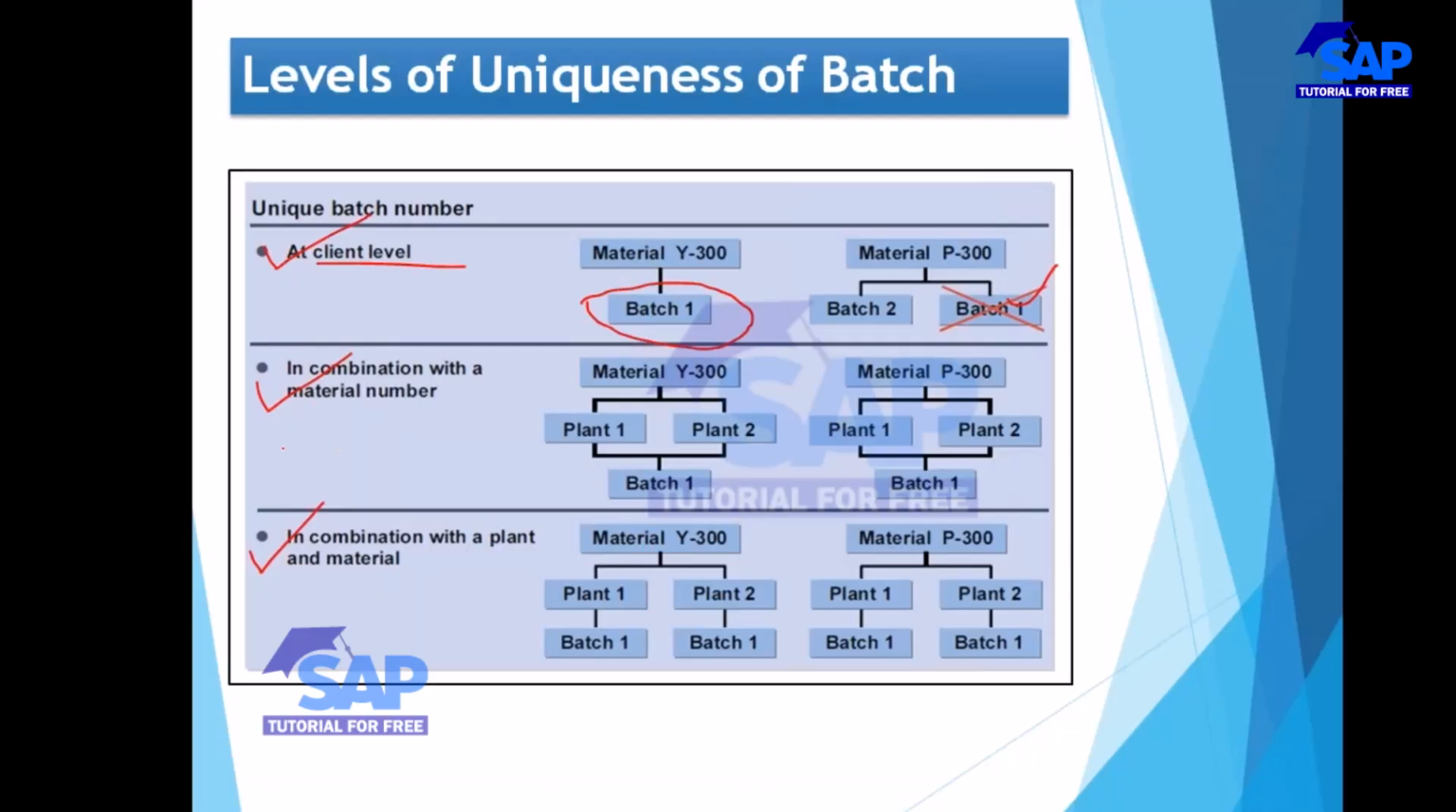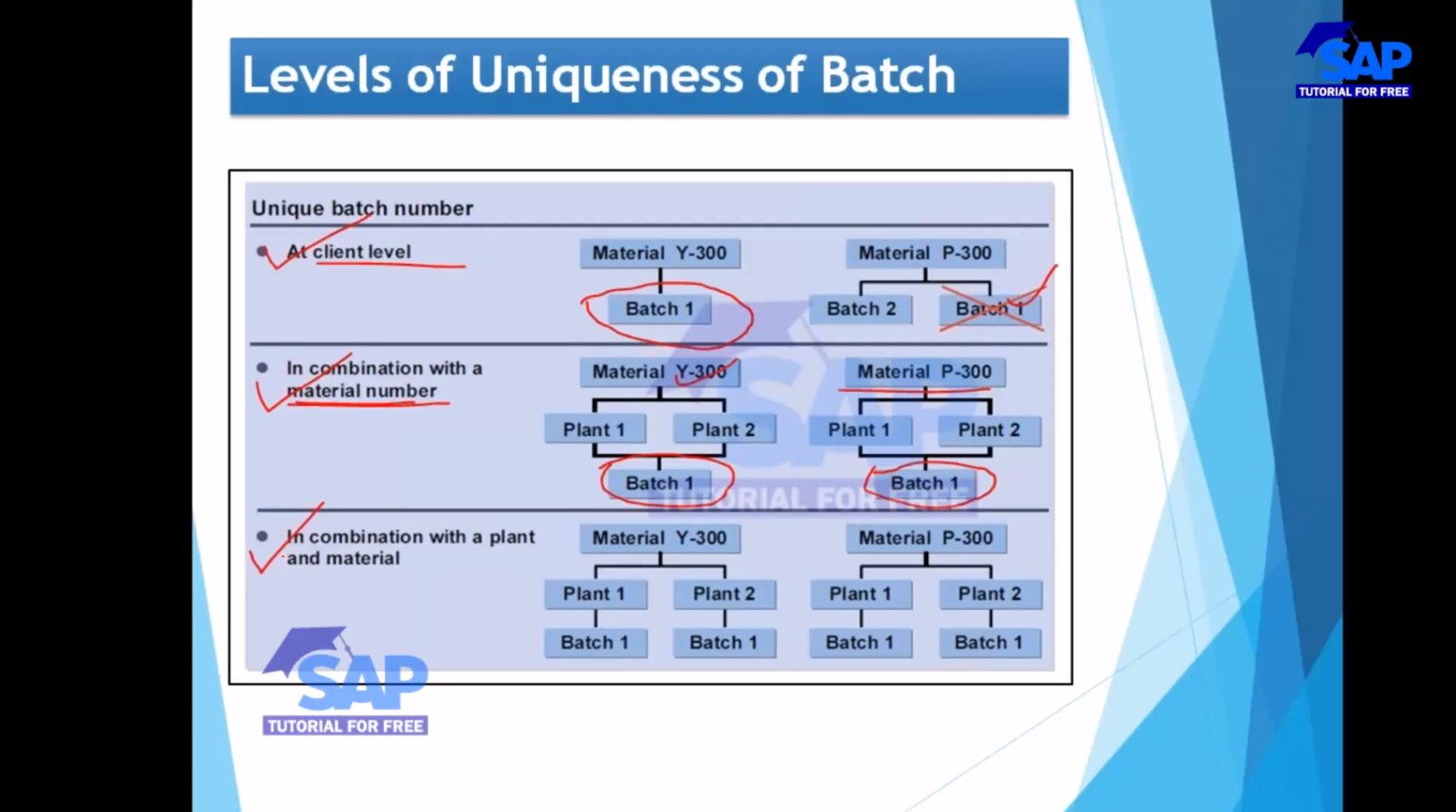Now the next one is the material level. That means your batch numbering is defined at material level. If you see here, the material Y300 is having a batch 1. Now the same batch number you can assign to some other material, P300. So the same batch number is assigned to a different material. That means the batch numbering is at material level.